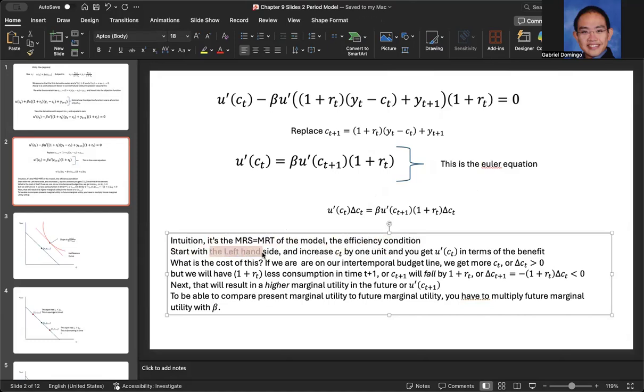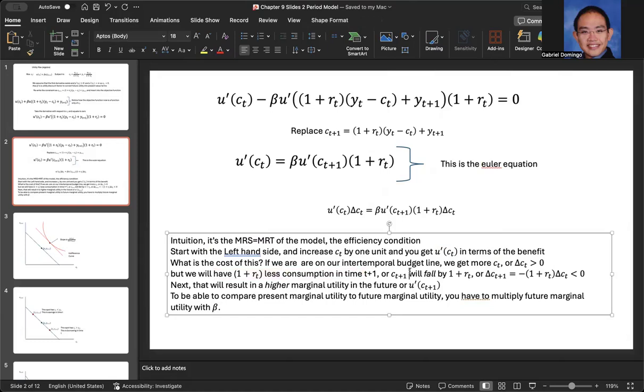Now start with the left-hand side. An increase in C_t by 1 unit, then you get a marginal utility of C_t. So that's good. You get a benefit by consuming more, right? Now, what's the cost of this? So if you're on your intertemporal budget line, to get more C_t, your C_t+1 consumption has to fall, right?